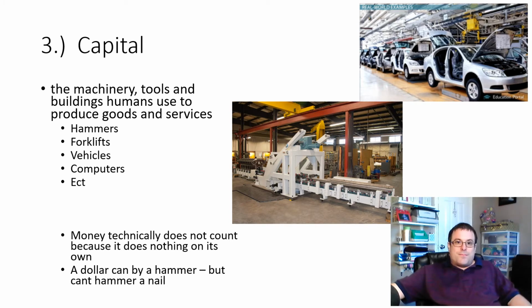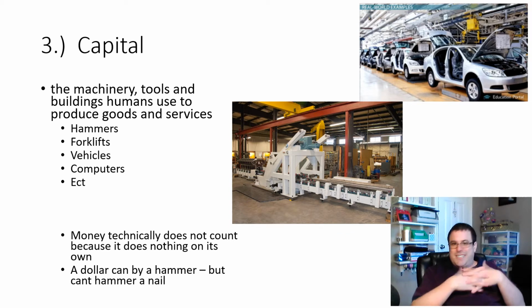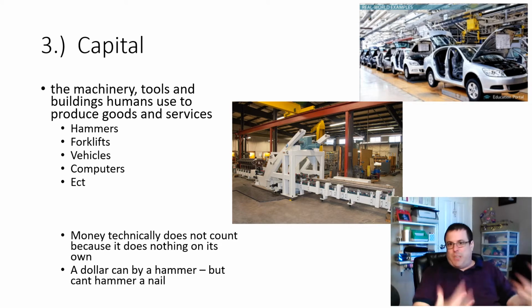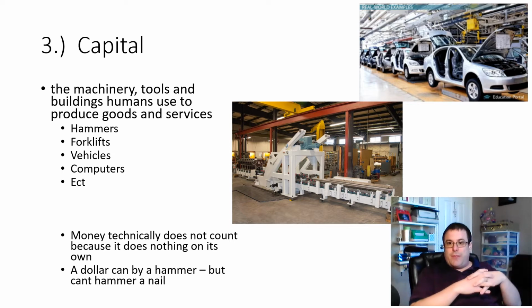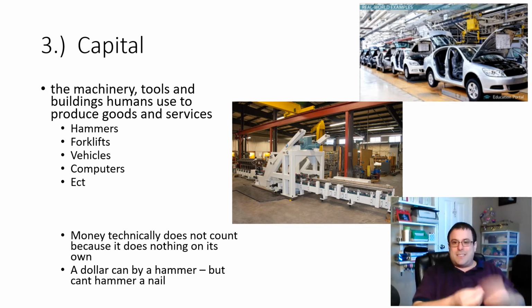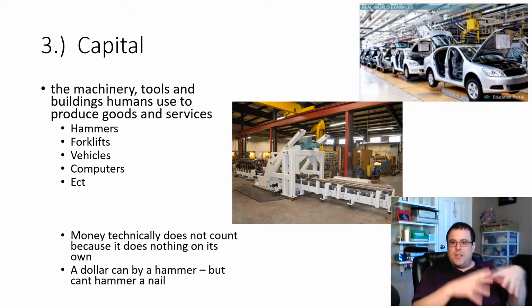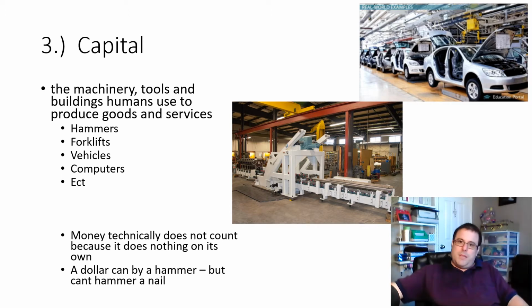And money, again, does not technically count for this because it does nothing on its own. It has to do something that helps you make money. So a dollar can buy a hammer, but a dollar cannot hammer a nail. So that's why we don't really count money in capital and why money kind of has its own definition of just being liquid capital, because you use that to actually get the capital that you need. So capital, again, is more physical things that you actually use in and of themselves.